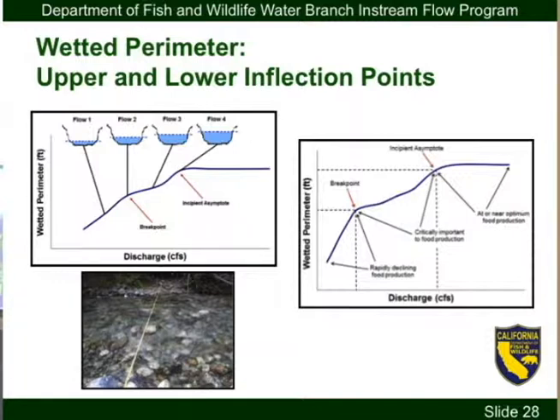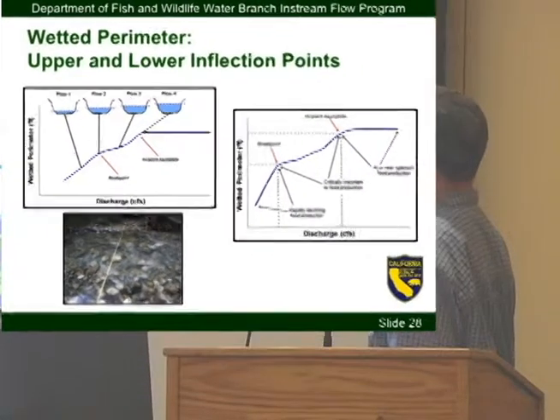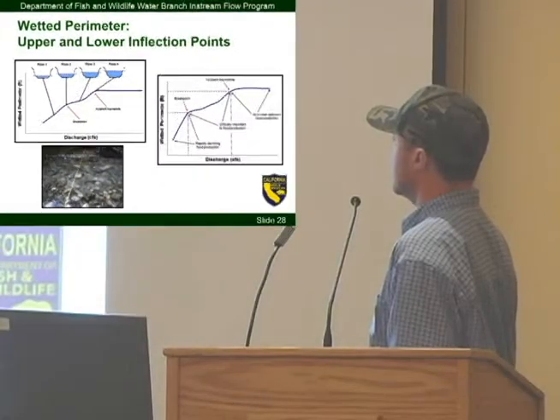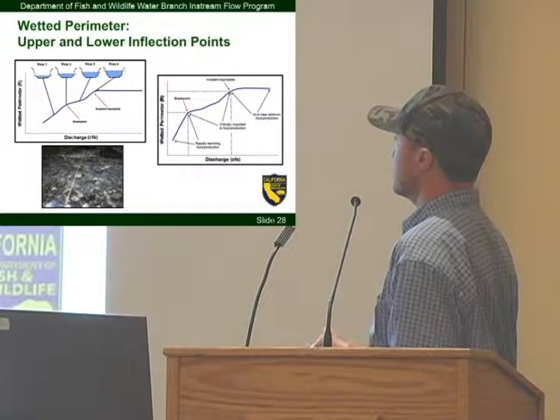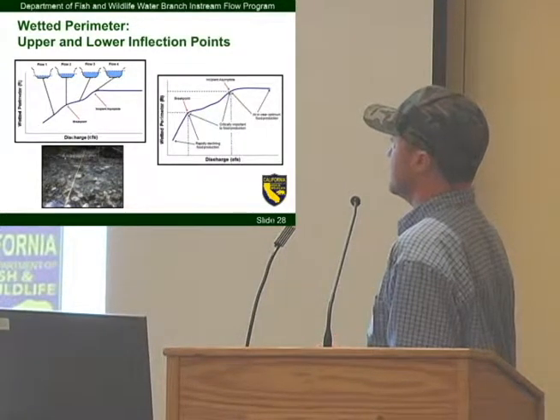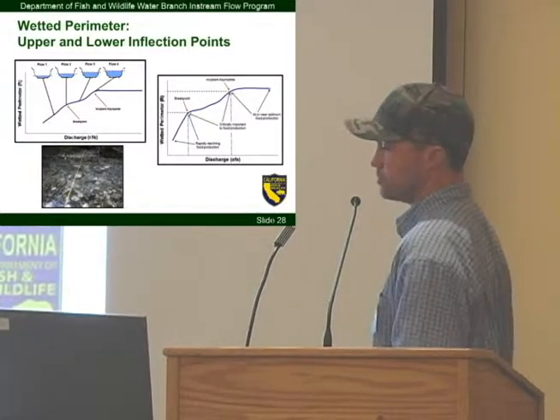And a lot of streams have this too. It's an upper inflection point. Some refer to these incipient asymptote. And so these are 2 really critically important components of maintaining productive riffle habitat for benthic invertebrates. And right between these values, this is really the critical flow range that you want to be. And then the flow threshold value would be this one right here, the first breakpoint.